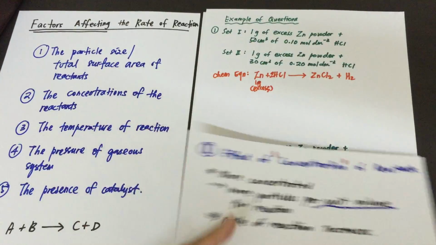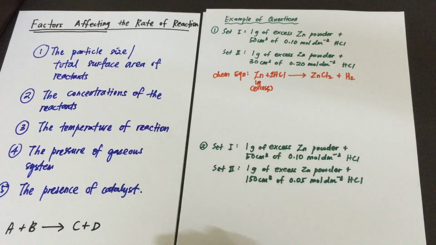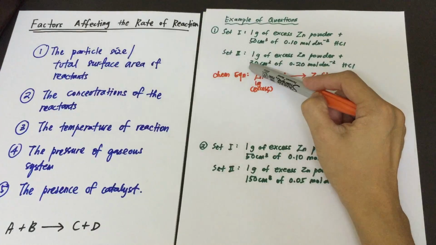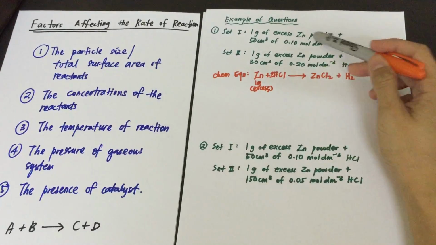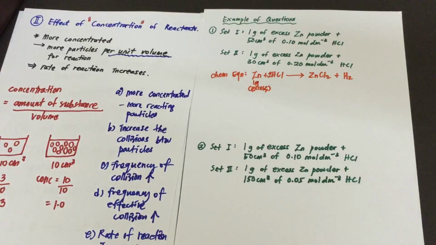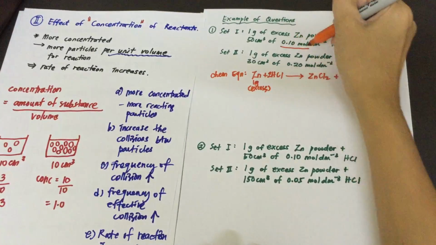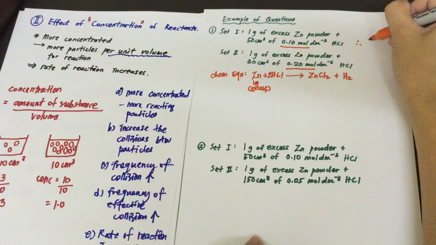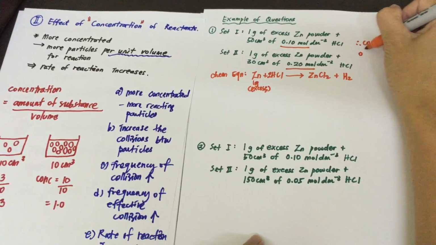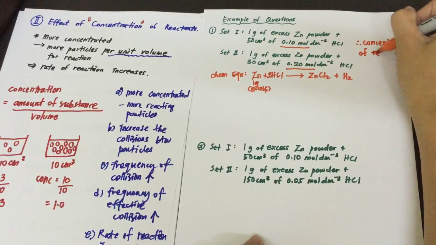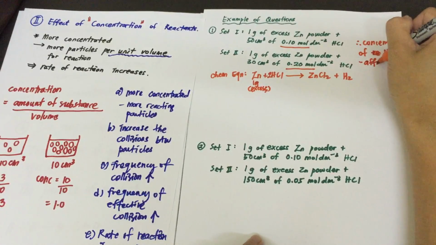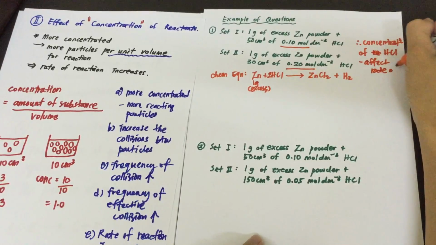So by looking at this condition, we can know that the volume will not be the one to affect the rate of reaction, but the concentration. Okay? So by looking at the changes over here, we know that the concentration of reactants, HCl, is the factor that affects the rate of reaction.